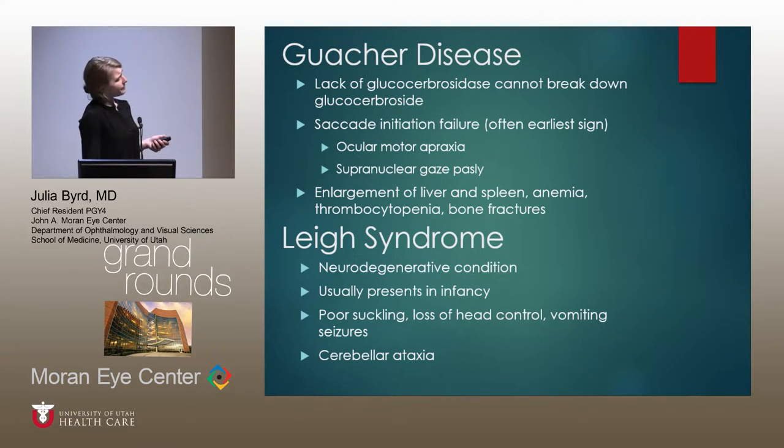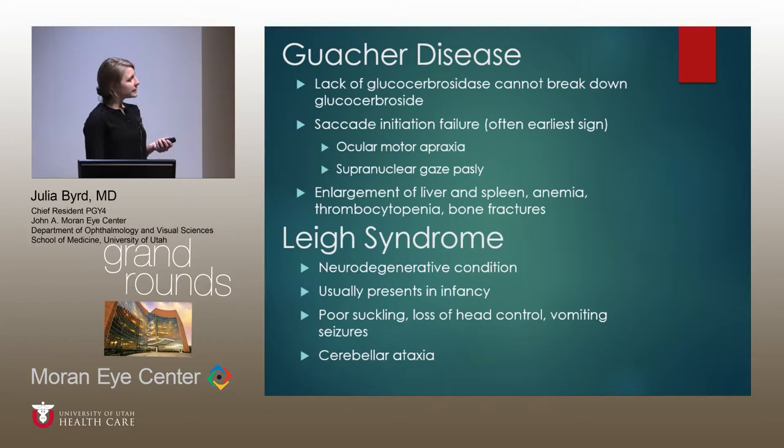Then Gaucher disease is in the metabolic spectrum, where you don't have glucocerebrosidase, so you can't break down glucocerebroside. These patients could have just a horizontal gaze palsy, but they can also have ocular motor apraxia and anything that falls into the supranuclear gaze palsy. They have a lot of other systemic problems, and there are different types: some infantile types are more severe, and other types present later in life and are more mild.